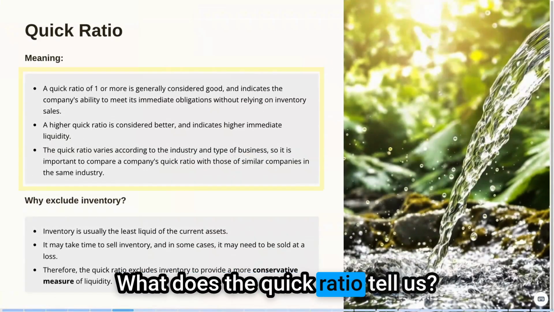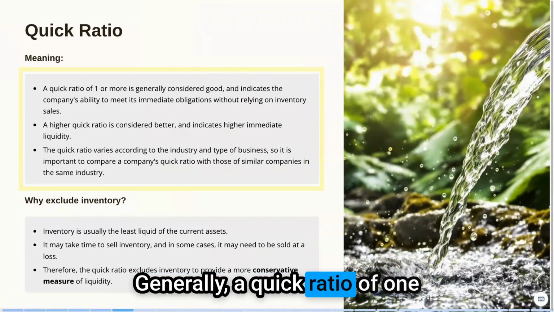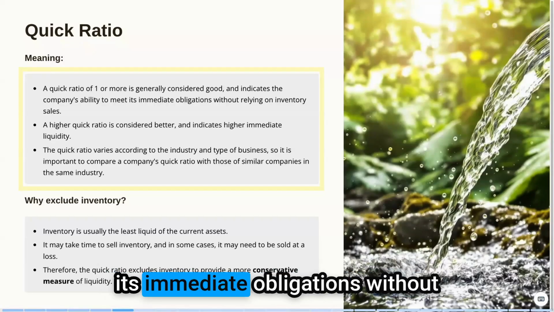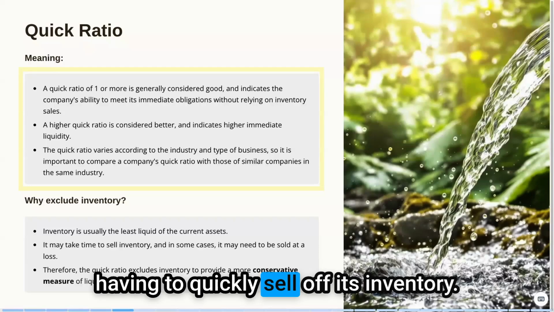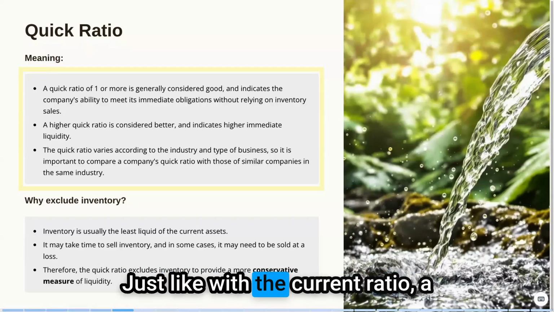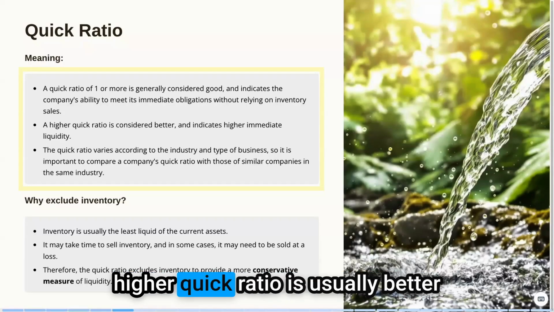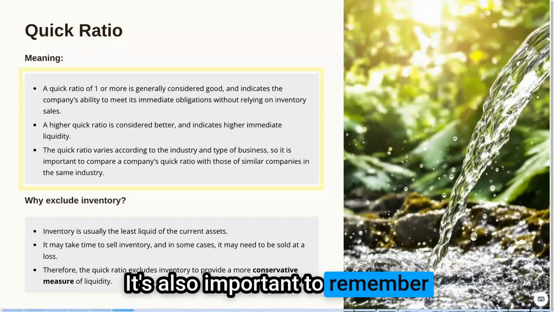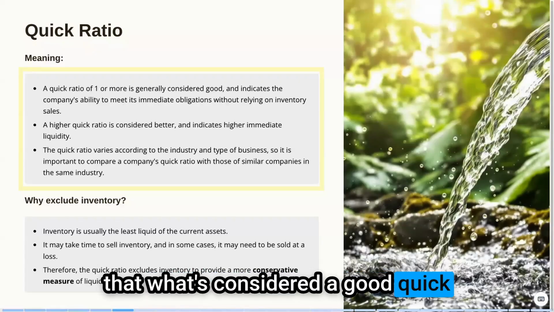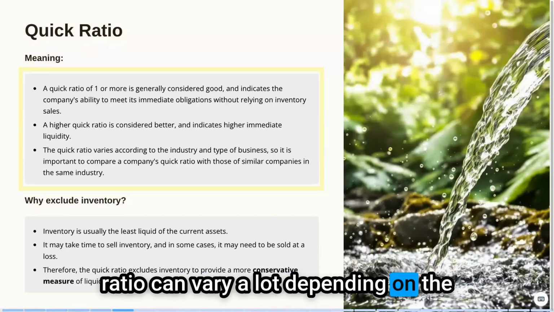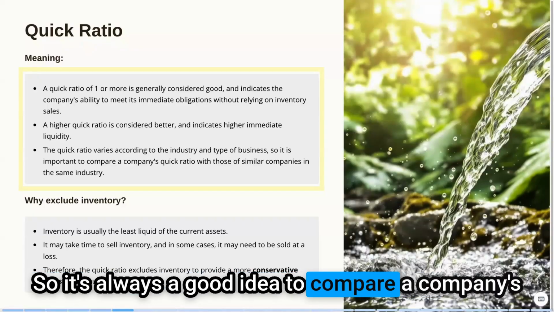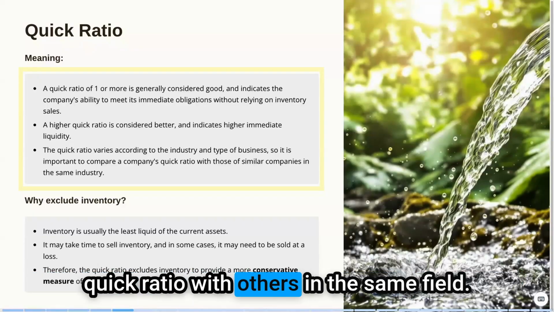What does the quick ratio tell us? Generally, a quick ratio of 1 or more is considered good. It suggests the company can meet its immediate obligations without having to quickly sell off its inventory. Just like with the current ratio, a higher quick ratio is usually better, indicating stronger immediate liquidity. It's also important to remember that what's considered a good quick ratio can vary a lot depending on the industry and the type of business. So, it's always a good idea to compare a company's quick ratio with others in the same field.